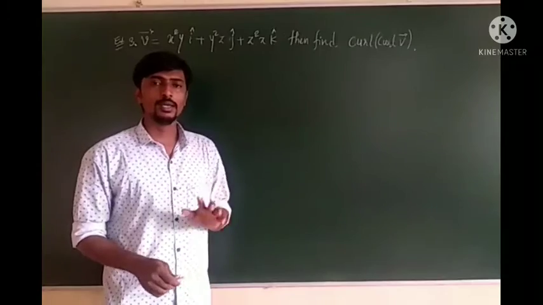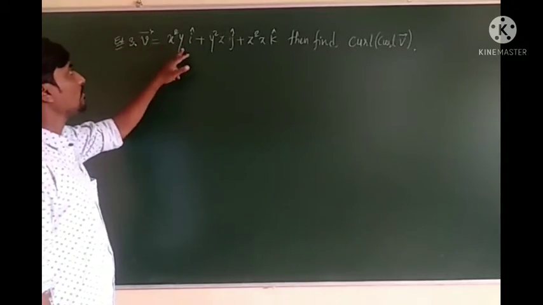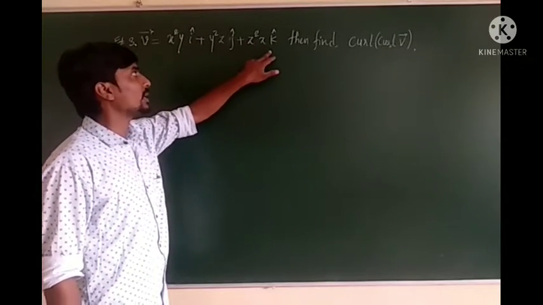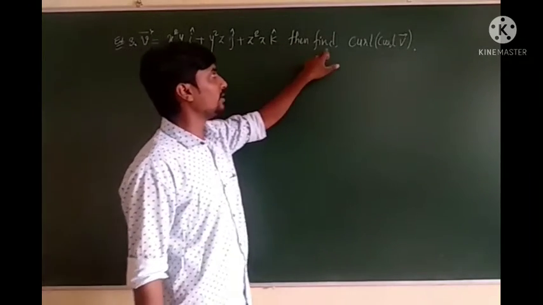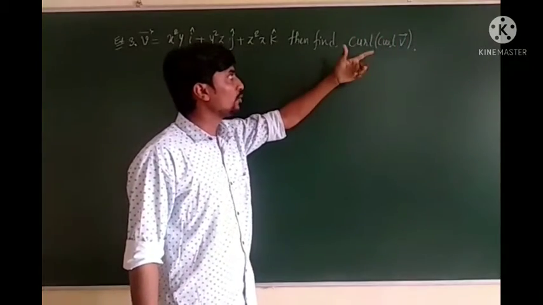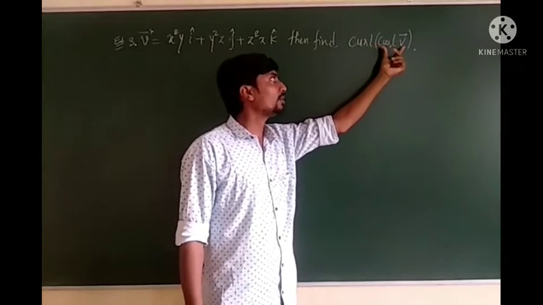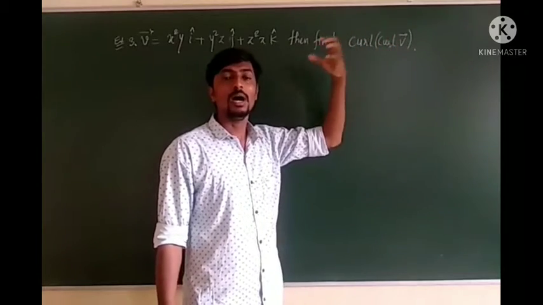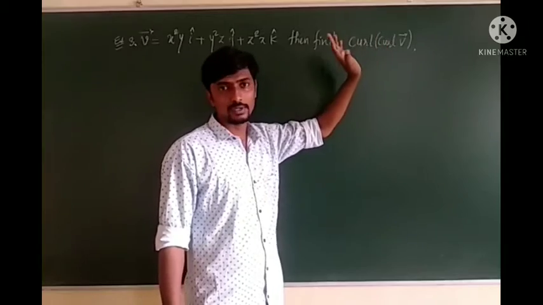Okay, the third example. The vector v is given as x square y into i plus y square z into j plus z square x into k. Then find the curl of the curl of vector v. Here two operators are applied at a time. First we have to find the curl of v, then we have to apply the curl function again on the outcome from this curl of v.